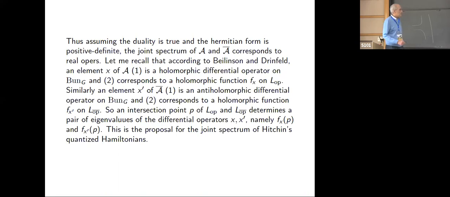The complex conjugate statement is that an element X prime of the complex conjugate ring is an anti-holomorphic differential operator and is a holomorphic function on the variety of anti-holomorphic Opers. So an intersection point of the two Lagrangian submanifolds determines a pair of eigenvalues of the two differential operators, namely the values of the functions f_X and f_X prime corresponding to X and X prime at the point P. And this is the proposal for the joint spectrum of Hitchin's quantized Hamiltonians.